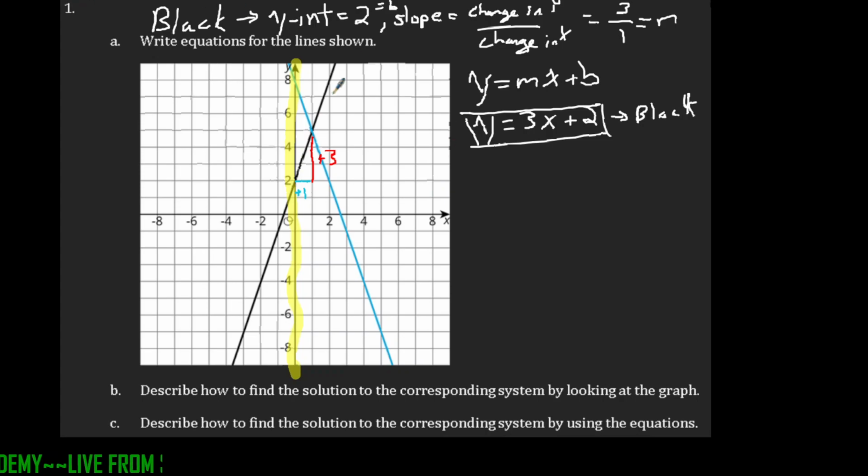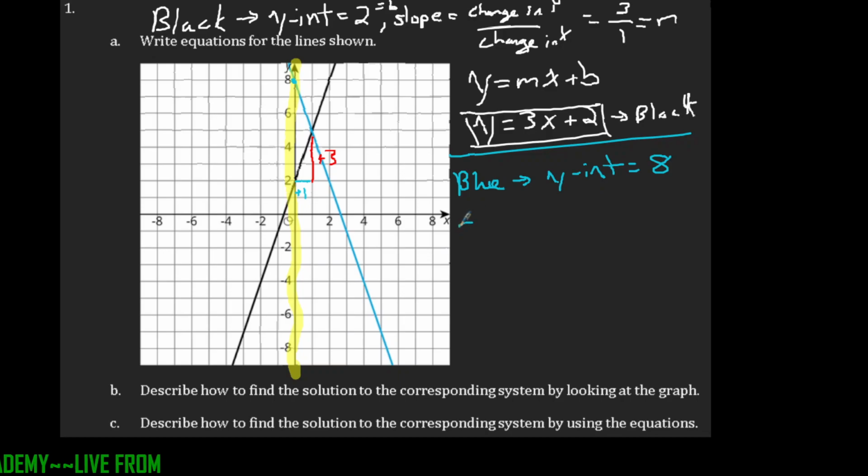For my blue line, very similar setup. We have the information we need. We're going to say, where's the y-intercept? Well, that's going to be at the point 8. So for blue, our y-intercept is equal to 8.